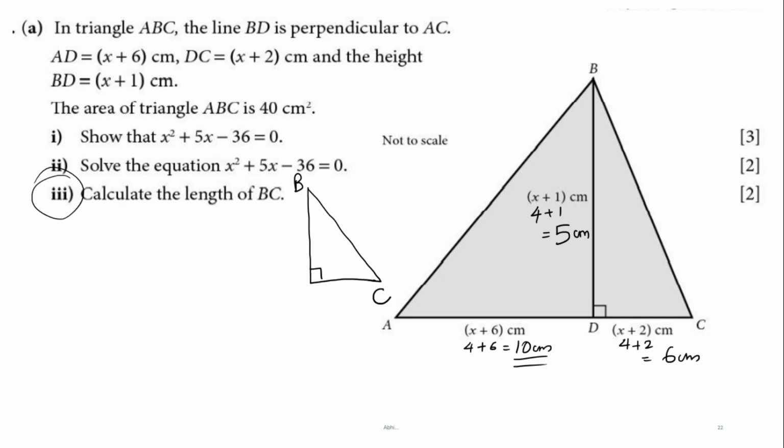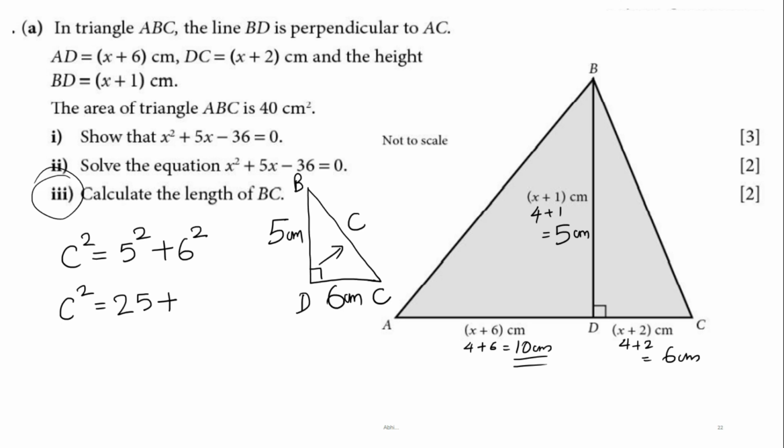Now BC can be considered as the hypotenuse of triangle BDC. You have here 6 centimeter and BD to be 5 centimeter. Applying Pythagoras theorem here, c square is equal to 5 square plus 6 square, which gives you c square is equal to 25 plus 36. You get c square equals 61. So c is going to be square root of 61.